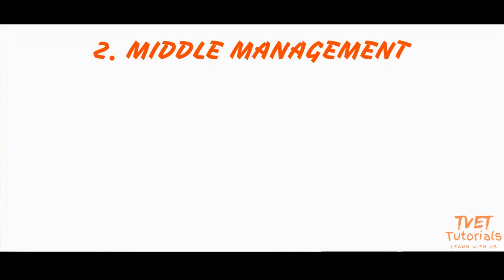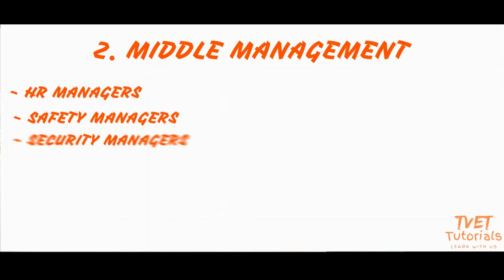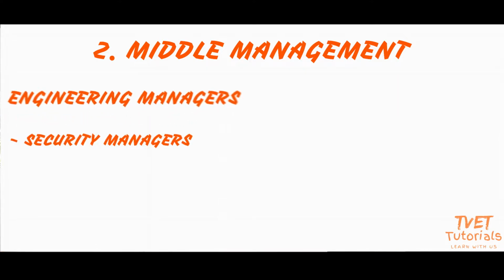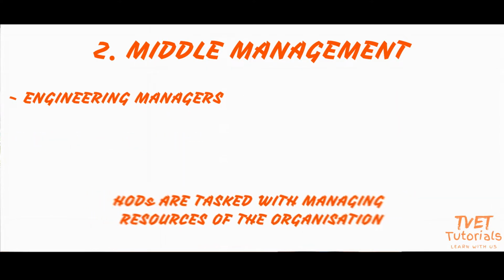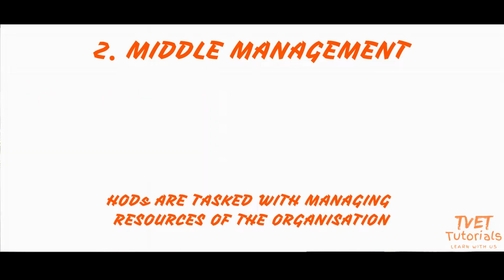Okay. And then you have the next level, which is your middle management. Your middle management basically consists of your HR manager, your safety manager, your security manager, your engineering manager. This is your head of departments. Now remember, guys, this is just a typical layout of an organogram. Sometimes you can find that your HODs are in the top management or in the lower management or as first line management. It differs from organization to organization. However, this is just your typical organogram layout.